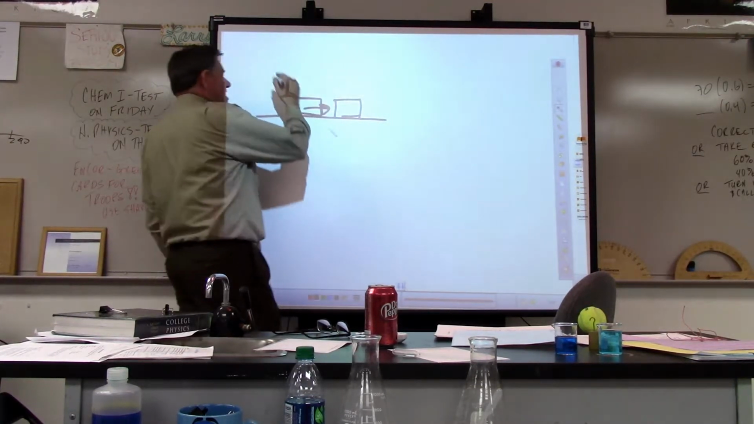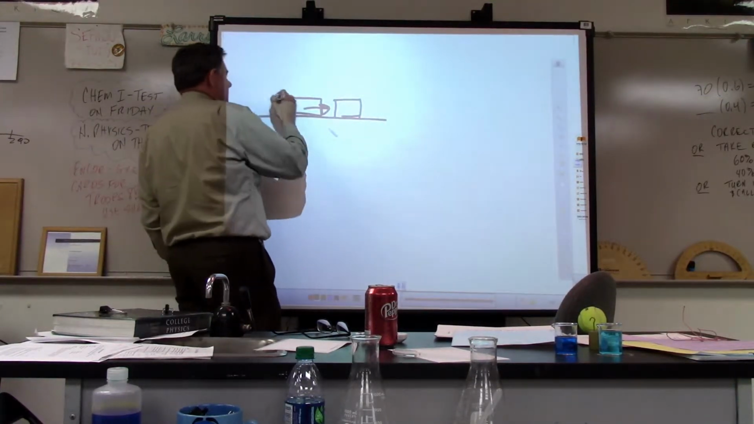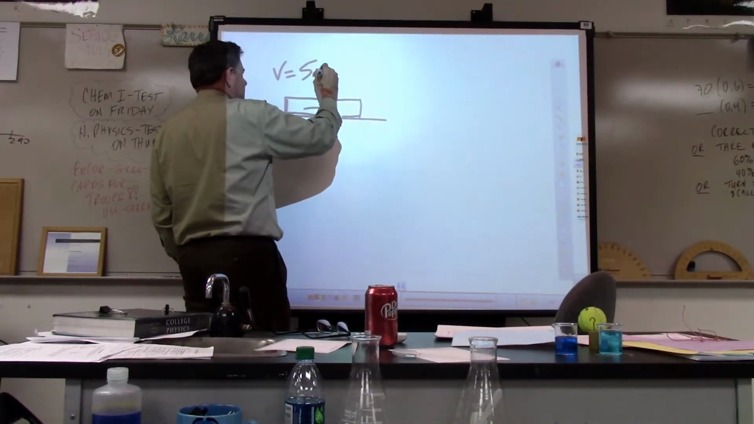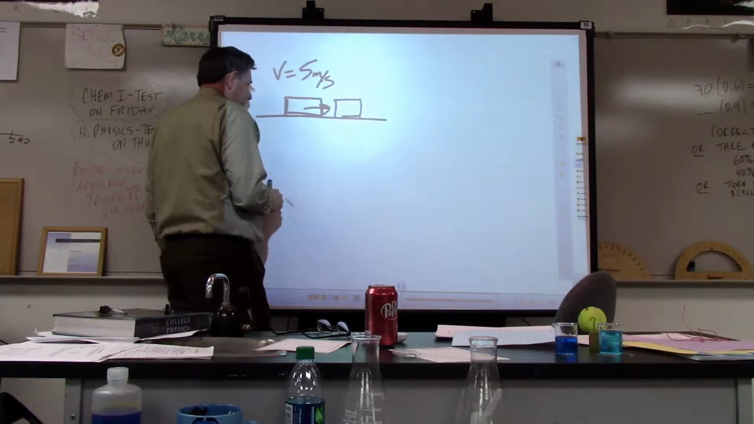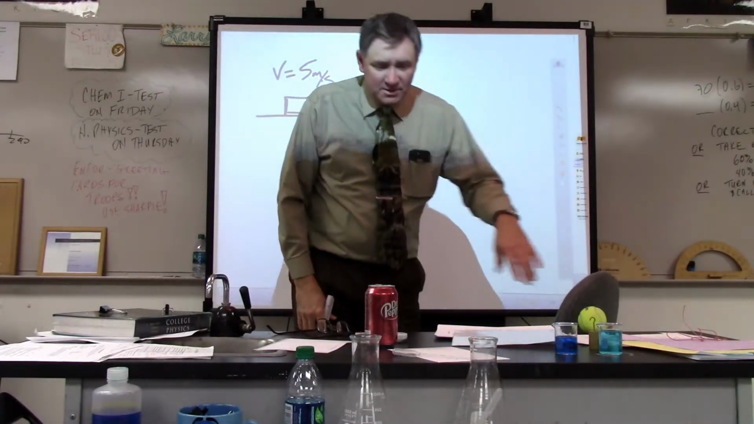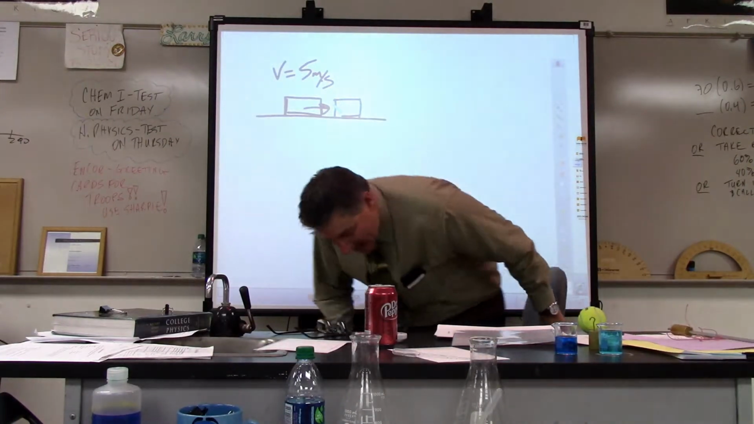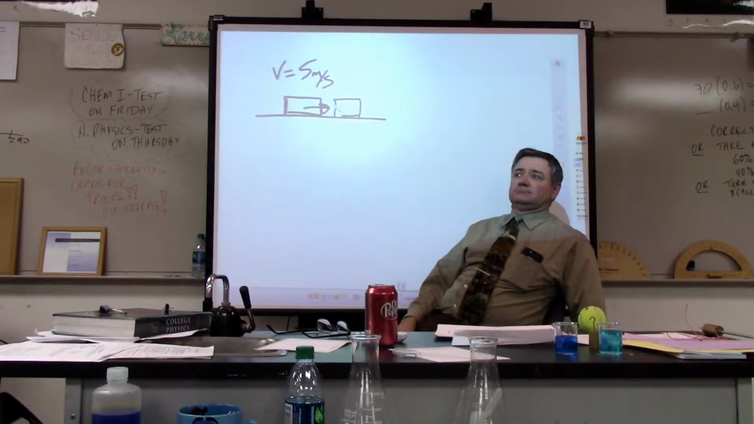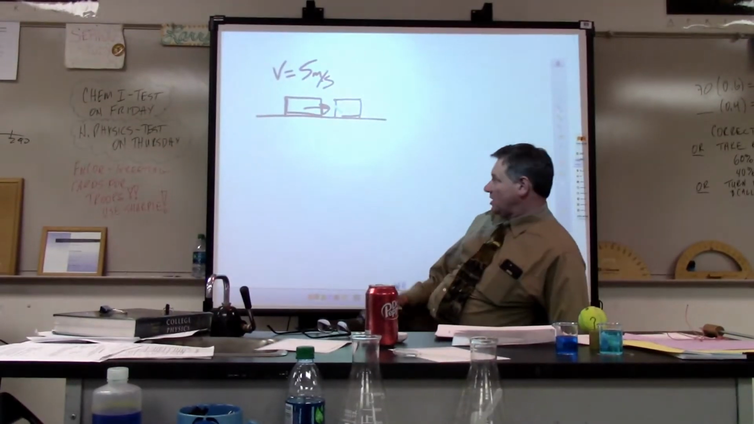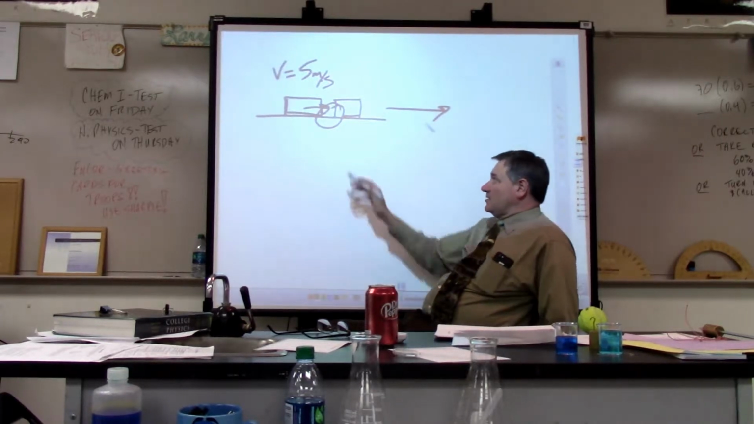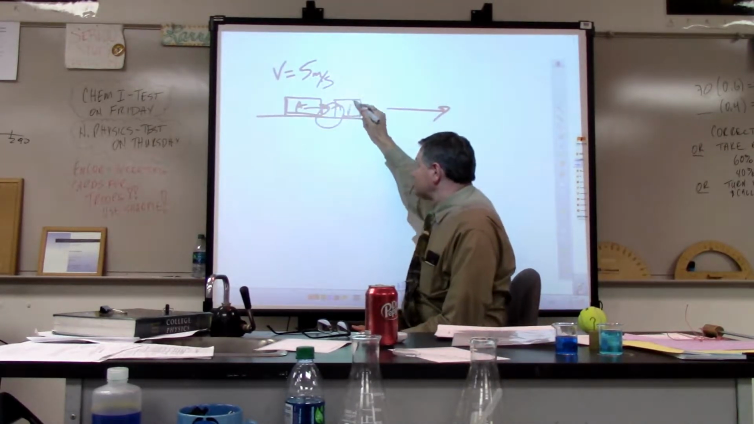Let's say that you have a block moving at a certain velocity, I don't know, 5 meters per second. Okay? And it's going to hit another one. So what could possibly happen during this collision? They could stick together and move off, right? So here's block A, here's block B.